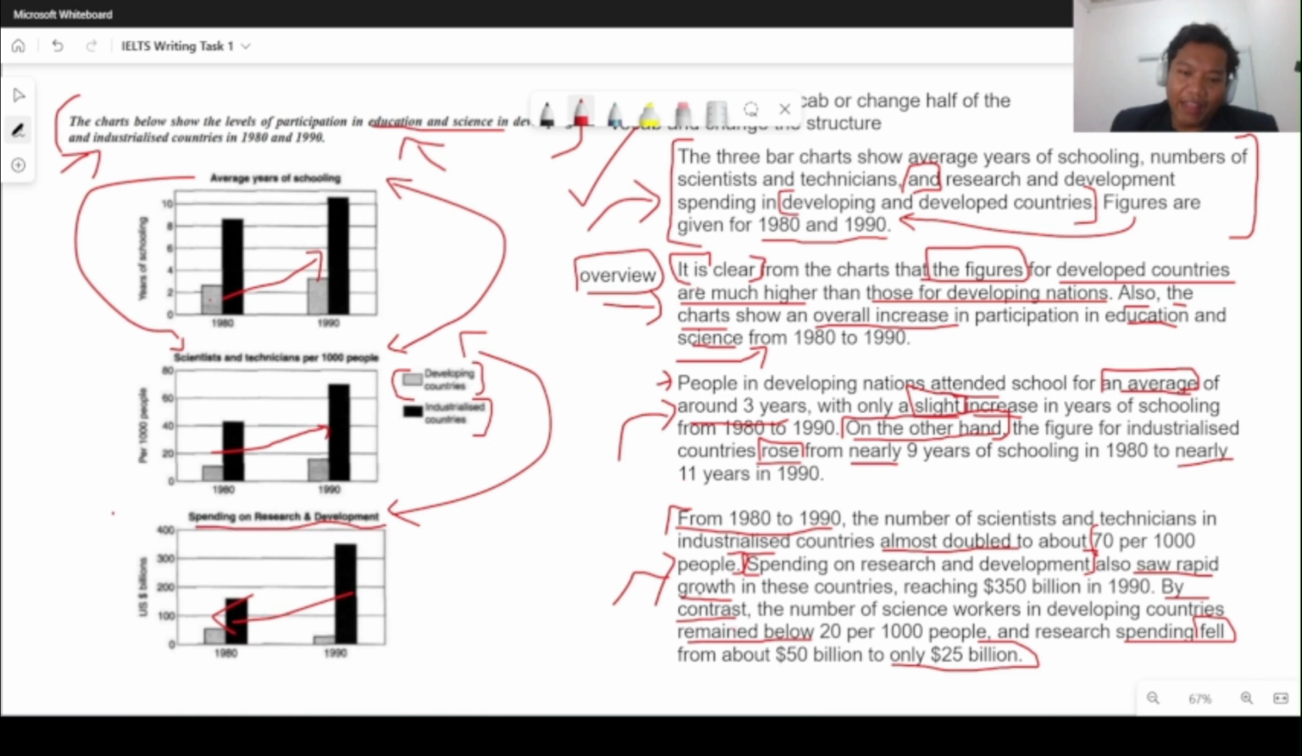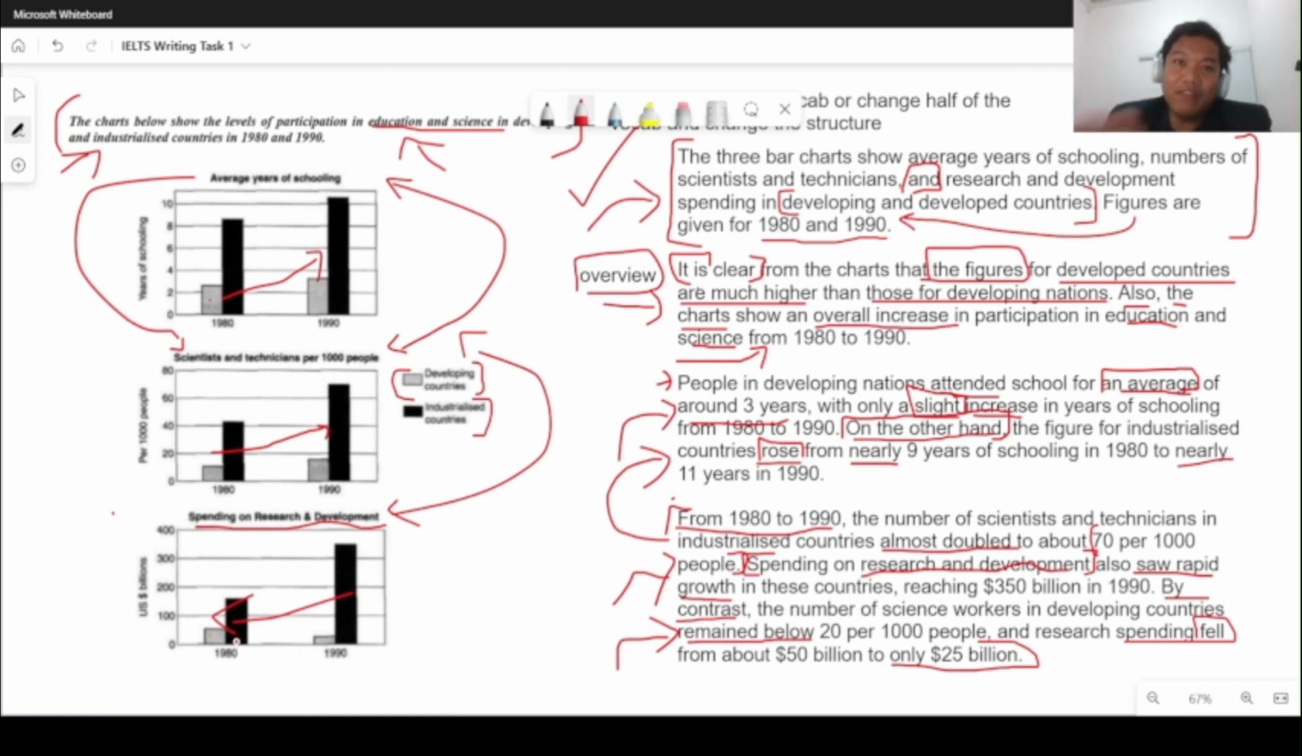But if you take a look at the last paragraph, there is one anomaly that this person tried to describe at the bottom, right? It started off by describing the number of scientists and technicians in industrialized countries almost doubled to about 70 per. Now, quick question. Why do you think this person did not put the scientists and technicians in the previous paragraph? Because that also is an increasing pattern, correct? So why did this person actually combine that data with the research and development, when research and development actually has a decrease for the developing countries?